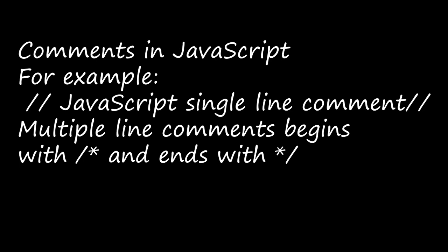Okay, this comment is of two types, single line and multiple line. Single line comment means it will begin with a double slash. That means a double slash will be there. It will cause the interpreter to ignore everything from that point to the end of the line, right?